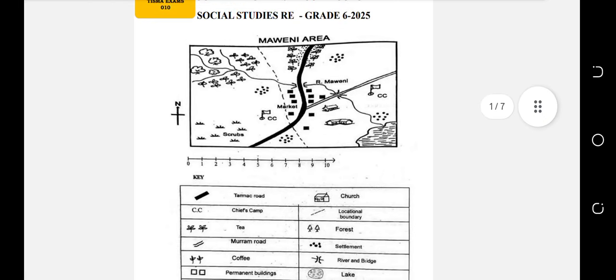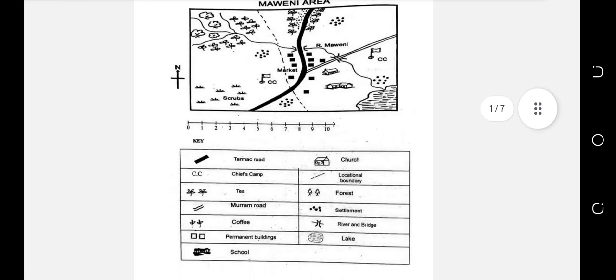Now let us look at the key of Maweni area. The key: CC means chief's camp, the tarmac road, the church. We have T near the source of the river. Then we have the coffee, the permanent building, the school, the locational boundary. Then you can see the forest, the settlement, and this settlement is what we call clustered, or nucleated. Then we have the river, the bridge, and the lake.